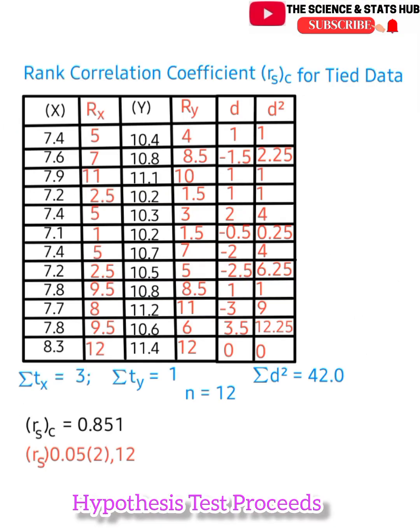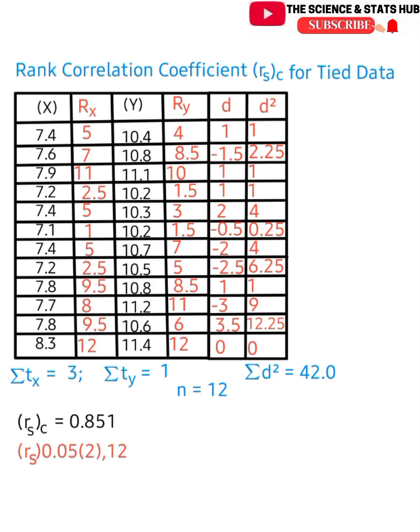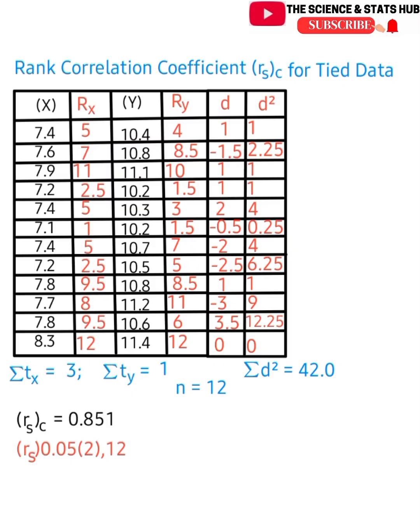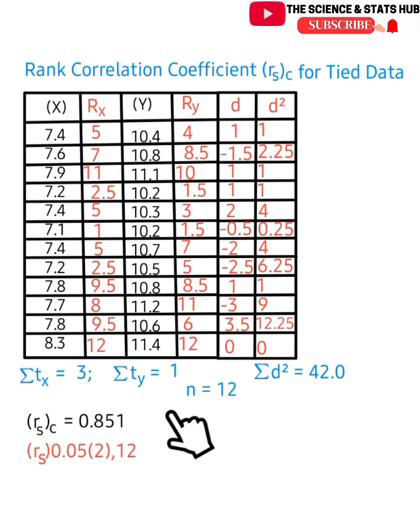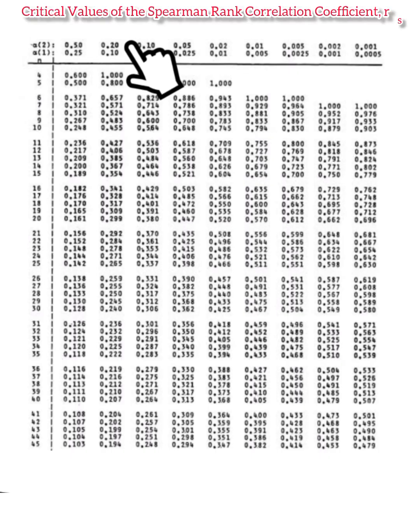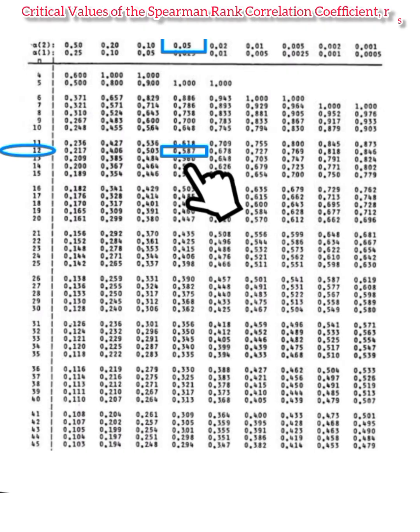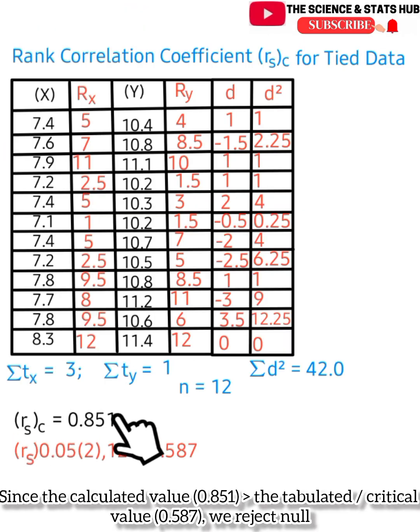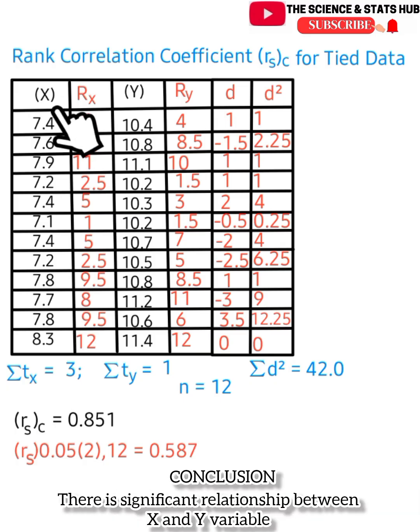Now, let's proceed to testing the hypothesis by visiting the Spearman Rank Correlation Coefficient table at alpha of 0.05 and our sample size n equal to 12. This alpha of 0.05 is the level of significance, and our n value is 12. Then we trace this down to 0.05, 0.587. Since the calculated value, 0.851, is greater than the tabulated value, 0.587, we reject the null and conclude that there is a significant relationship between the X and Y variables.